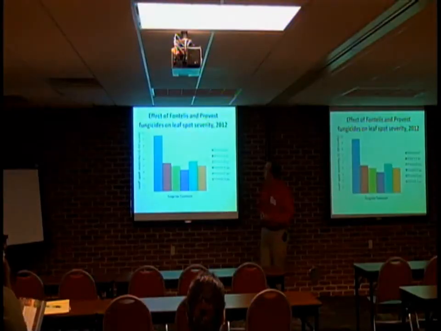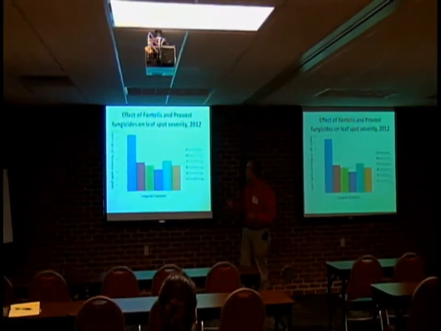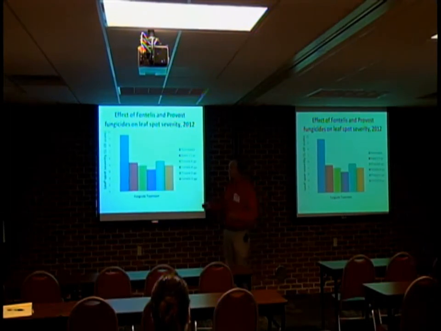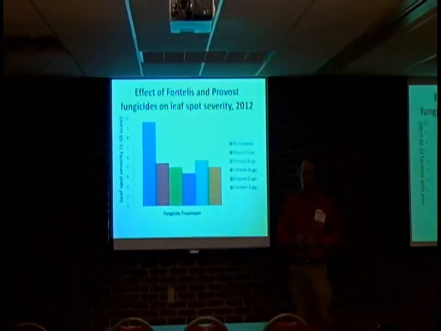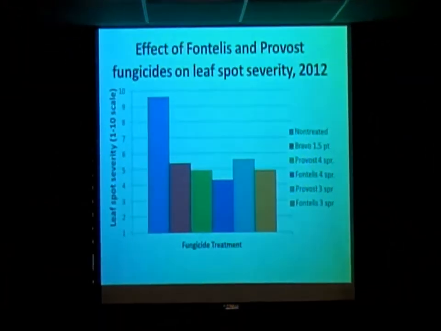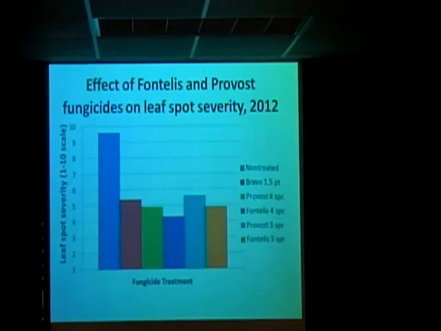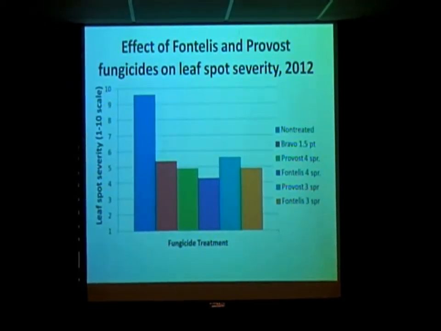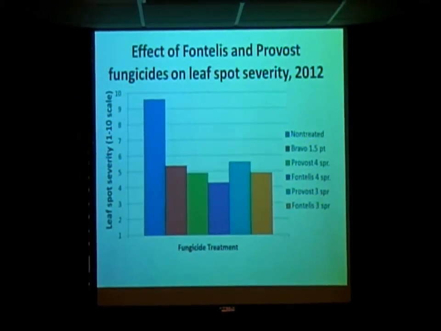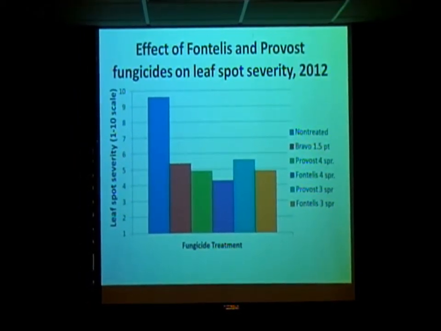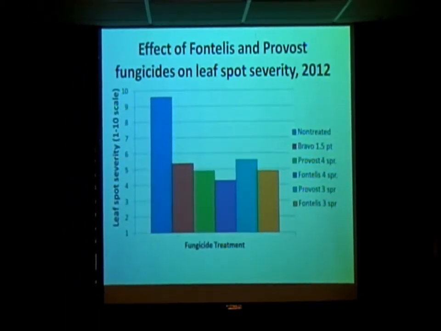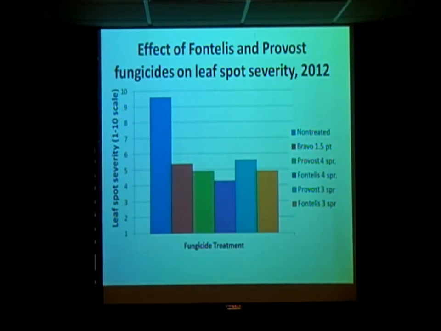So I did want to talk about leaf spot control with the new fungicide Fontelis. We've looked at it for several years in full season regimes and different application regimes. One thing I wanted to do was compare that in a head-to-head comparison: Provost at 4 sprays compared to Fontelis at 4 sprays, Provost at 3 versus Fontelis at 3, with either chlorothalonil in the first 2 applications of the season or just 1 application of Headline.